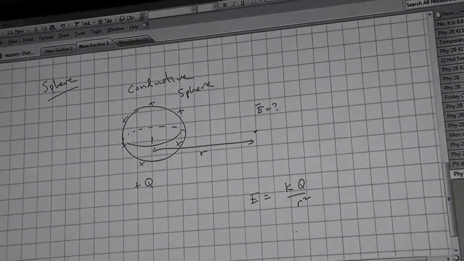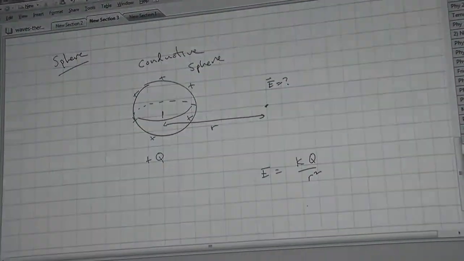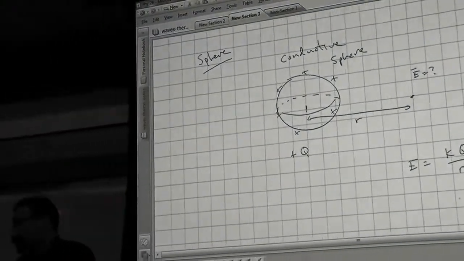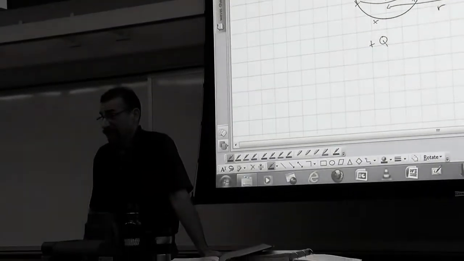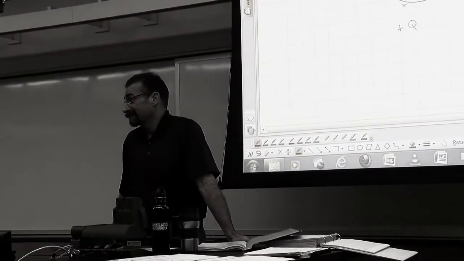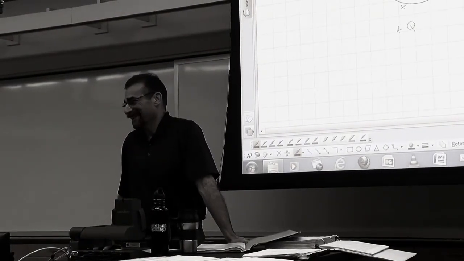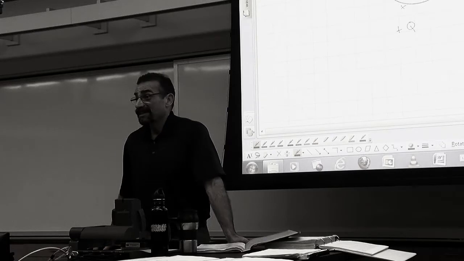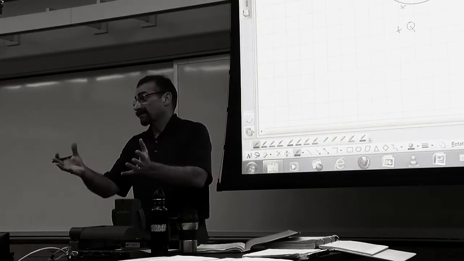KQ over r squared. Right? That's the electric field from a point charge. Why is it okay to use that? Is it okay to use that? Yes, because it's a spherically symmetric charge distribution.